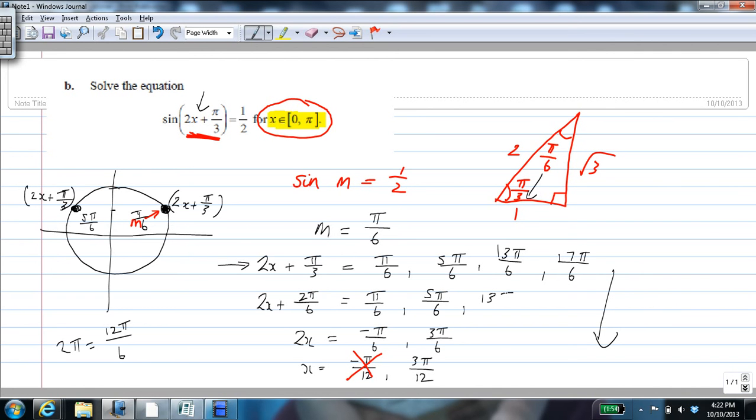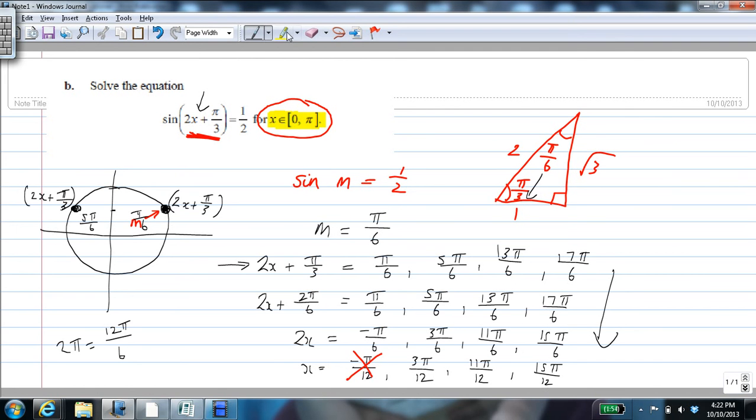I didn't make any change here because I was just rewriting this pi on 3. Okay, I subtracted the 2 pi on 6, so I'm going to do 13 pi on 6 minus 2 pi on 6, 11 pi on 6. 17 pi on 6 minus 2 pi on 6, 15 pi on 6. And now I'm dividing by 2. This becomes 11 pi on 12. This becomes 15 pi on 12.